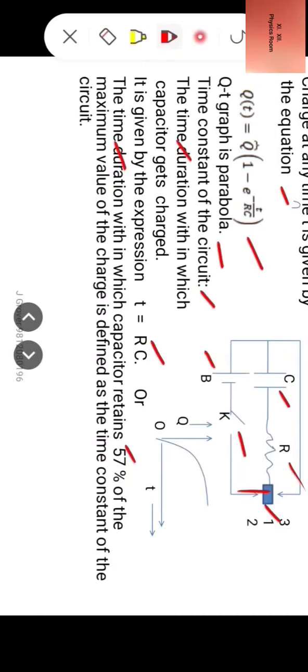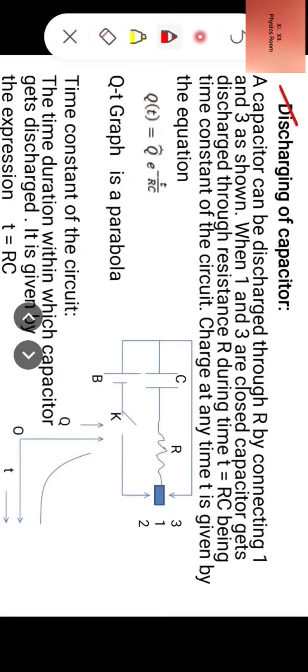So this is how we can charge a capacitor. Discharging a capacitor. A capacitor can be discharged through R by connecting 1 and 3 as shown in the diagram. When 1 and 3 are closed, the capacitor gets discharged through resistance R during time t equal to RC, being the time constant of the circuit.